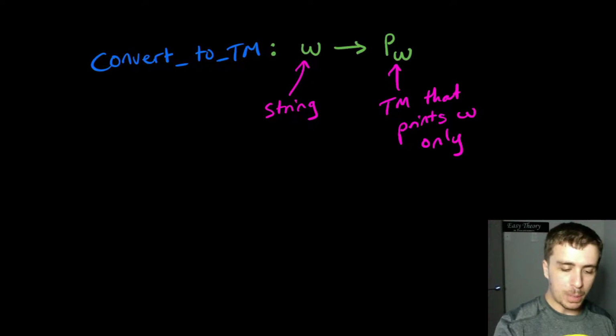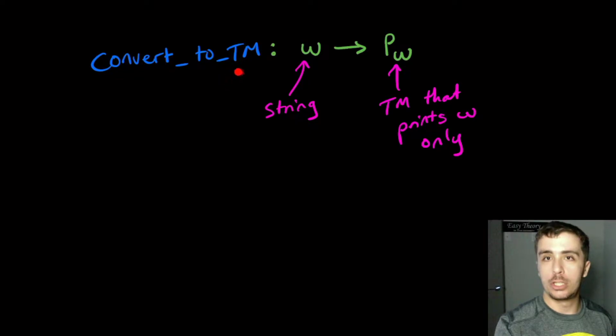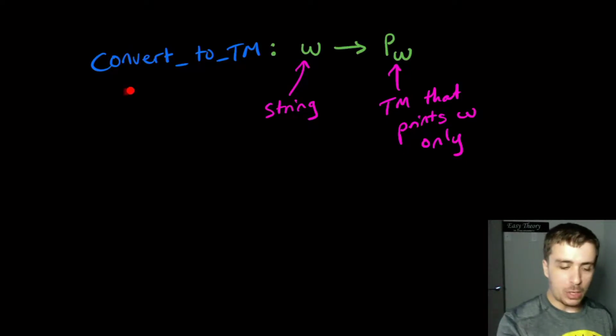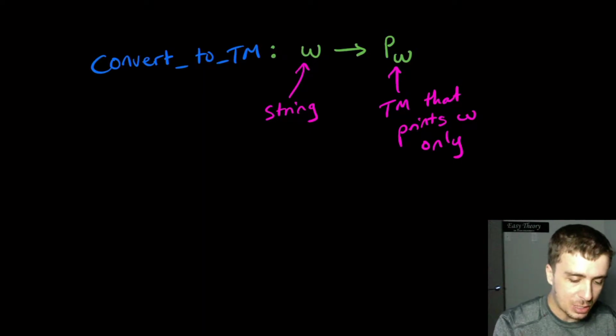Okay, so the first part of the proof is we're going to create a function called convert to Turing machine. All it does is convert a string, just any old string, into a Turing machine for that string that just prints that singular string only. That's its only job. This function is going to take some string and produce a Turing machine that just prints that string only and nothing else, and just stops. And it's actually pretty easy to make, so let's make it.